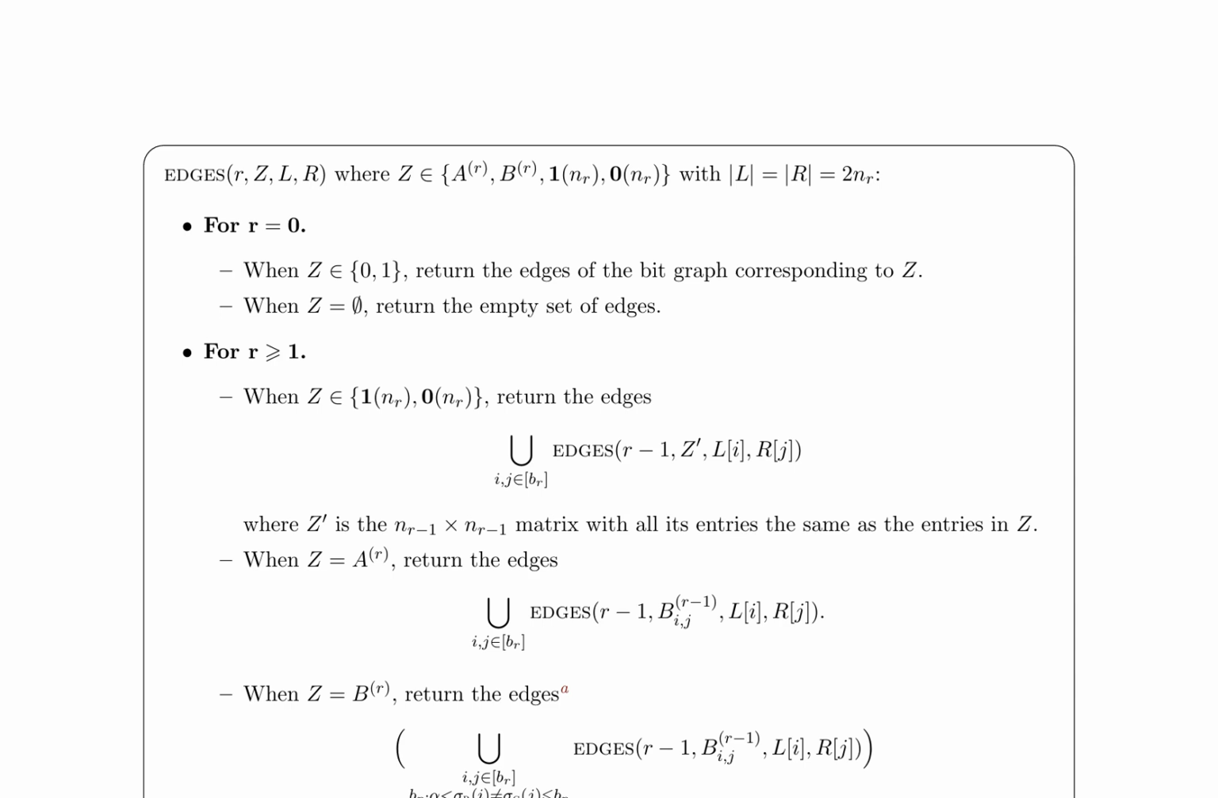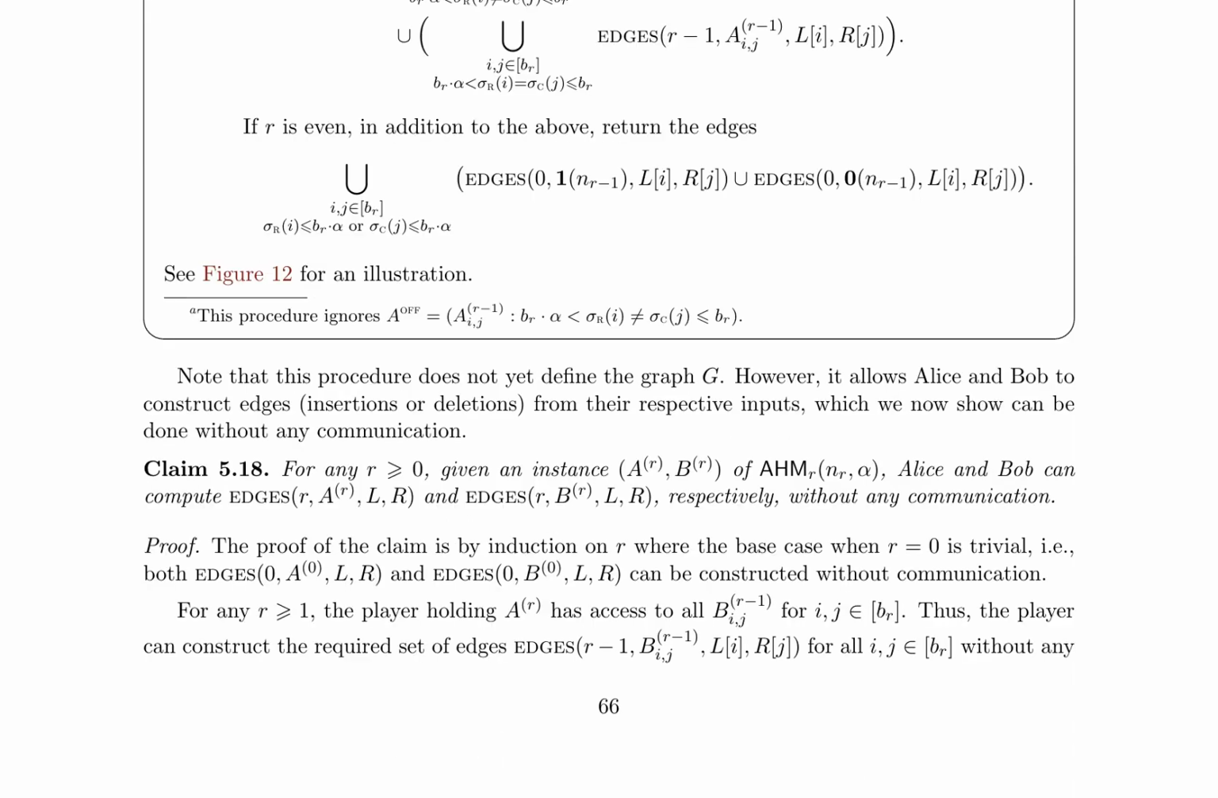Additionally, if r is even, the procedure returns the edges constructed by recursively calling the procedure on the submatrices 1_{n_{r-1}} and 0_{n_{r-1}}. This process is illustrated in Figure 12. Claim 5.18 states that for any r greater than or equal to 0, given an instance (A_r, B_r) of AHM_{r,alpha}, Alice and Bob can compute Edges_r(A_r) and Edges_r(B_r), respectively, without any communication.